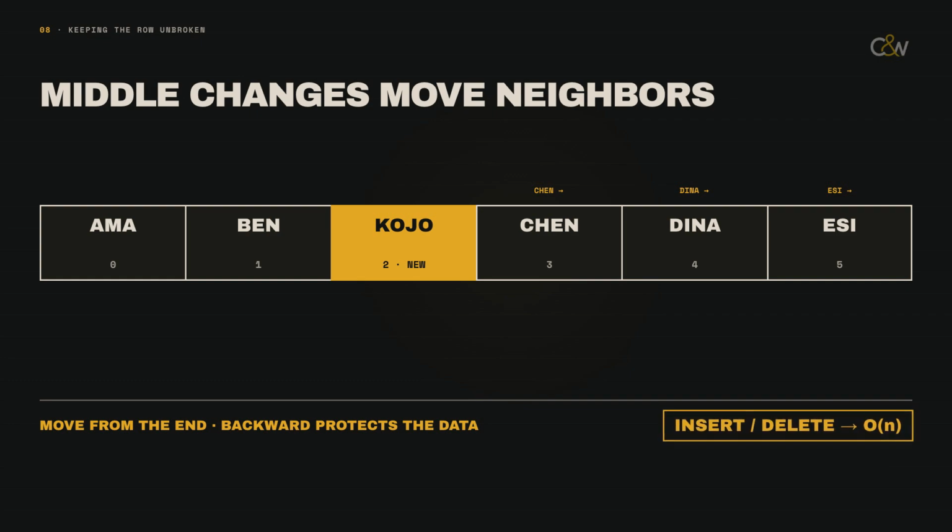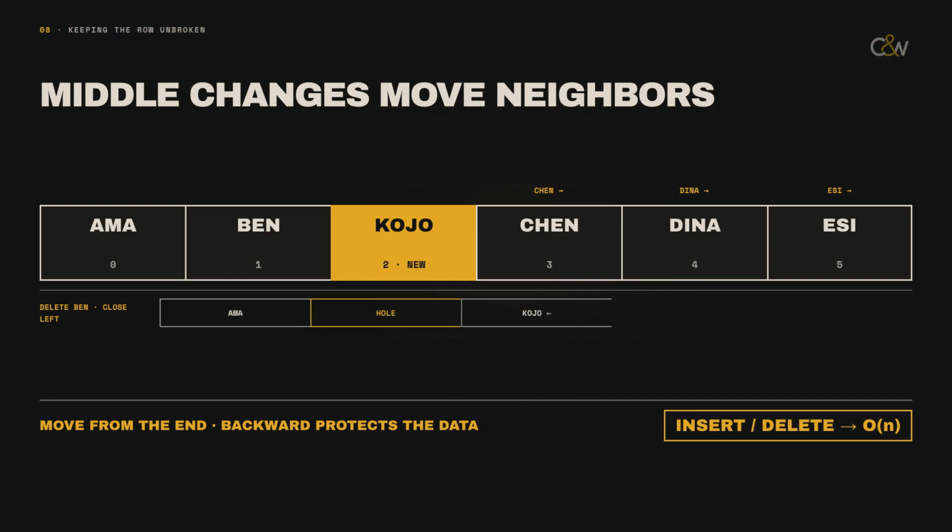Deletion has the mirror cost. Remove Ben from index 1 and a hole appears. Chen shifts left, Dina shifts left, Essie shifts left, until the row is compact again. Arrays pay for their clean numbered positions by doing this rearrangement work. If your program constantly inserts and removes near the front, another structure may fit better.